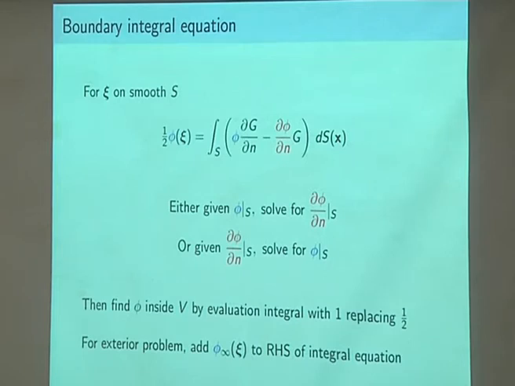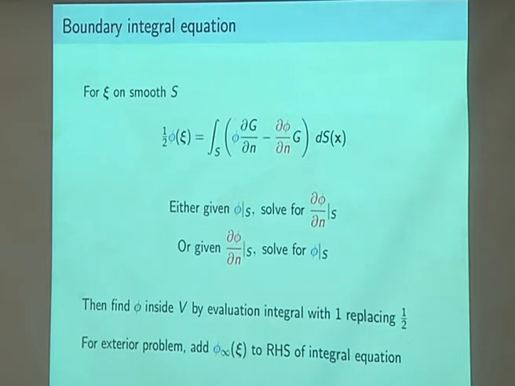You may be given phi on the boundary, in which case your job is to find d phi by d n. And sometimes it's the other way around: you're given d phi by d n, and you have to find phi. So this is an integral equation, and solving this solves Laplace's equation, finding just what we want just on the boundary. This is really written for what's called the inside problem.